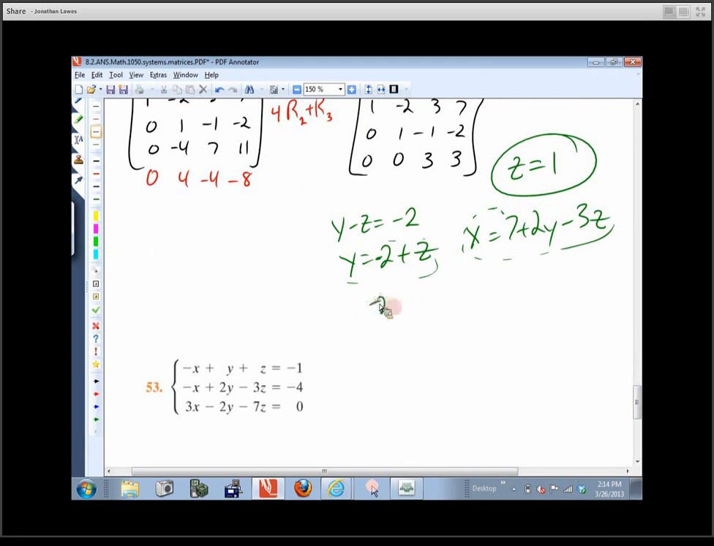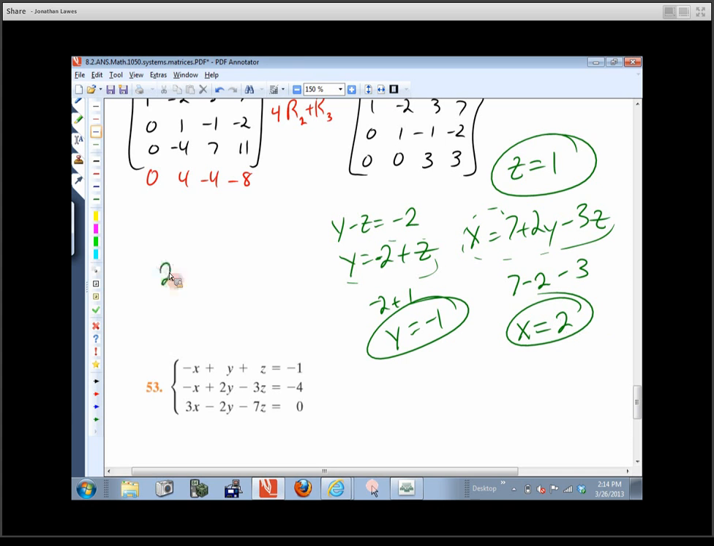Plug it in right here. Negative 2 plus 1. What's y? Negative 1. If you know what y and z are, plug them in here. So that's going to be 7 minus 2 minus 3. And that means x is equal to 7 minus 2 minus 3? 2. So 2, negative 1, 1. There's the answer.